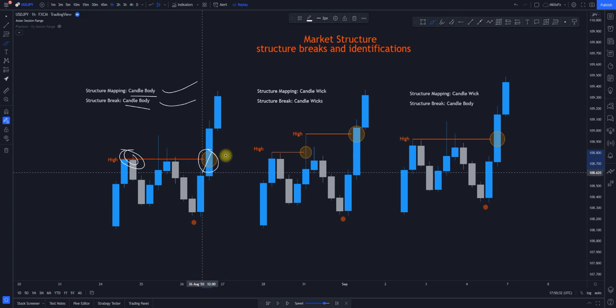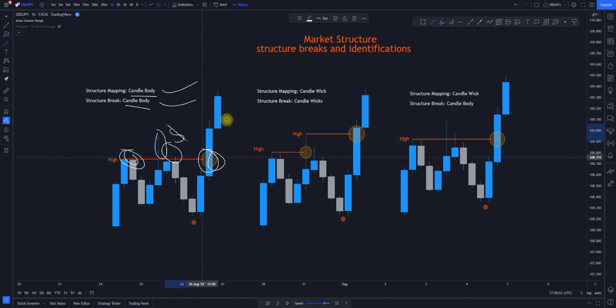With this type of structure break, anytime you see a wick breaking the structure, you are not taking it as a structure break, because you are considering it as something else and you will not want to get along with it. Now we come to the type two.